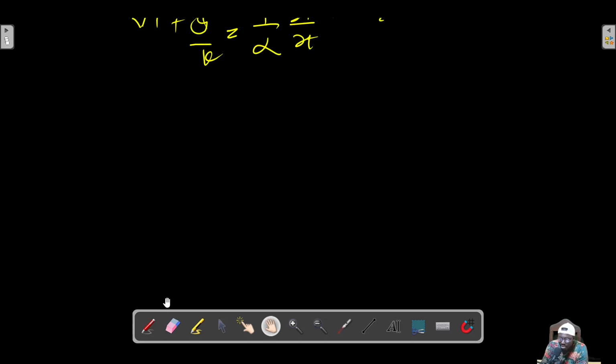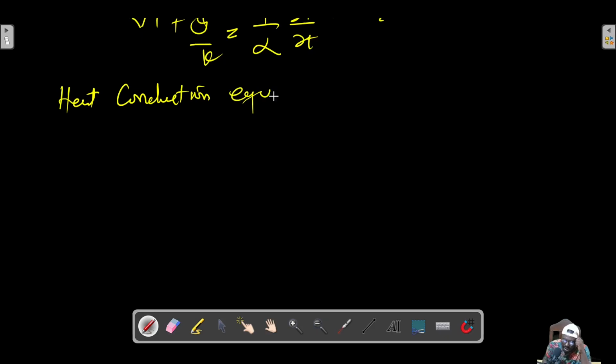Now today I want us to derive the general equation for finding the heat flux or the heat transfer through a plane wall. So let me say, the heat conduction equation through a plane wall.